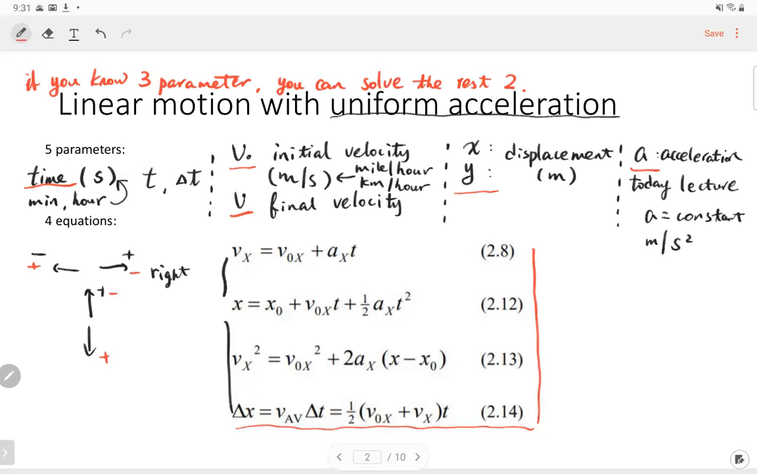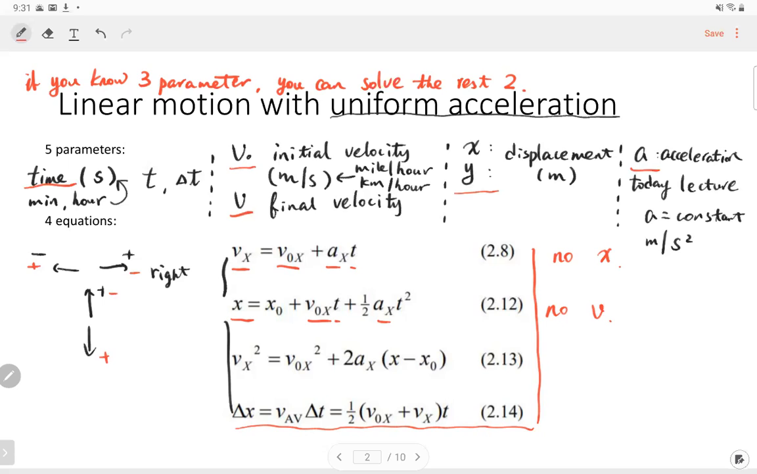For example, in the first equation, you won't see displacement. We have initial velocity, final velocity, acceleration, and time. That means if you don't care about displacement and you know three parameters and want to solve for time or velocity, you can use the first equation. The second equation has no final velocity. You have initial velocity, time, acceleration, and displacement. That means if you don't care about the final velocity, you use the second equation.